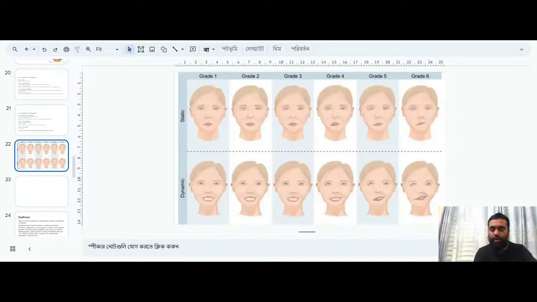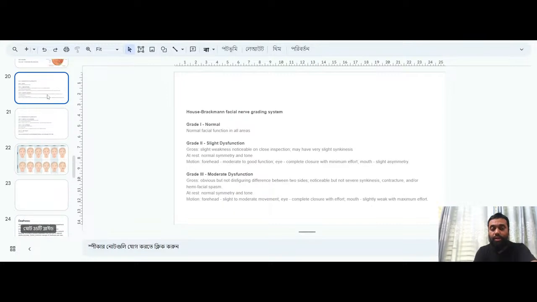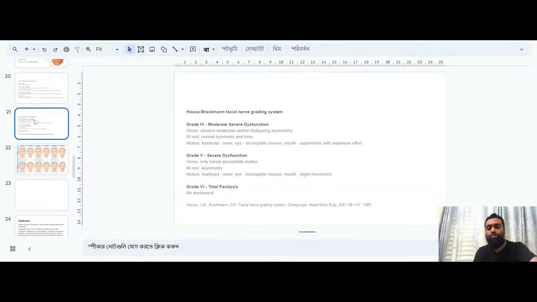For you, I can make it easy. I want to describe grade 4. So how can we memorize grade 4? Grade 4 has 3 components: gross appearance at rest, and motor. Motor also has 3 components, beginning with the forehead. There is no motion in the forehead in grade 4, but in grade 3, there is slight to moderate motion. So when there is no movement in the forehead, grade 4 is the start.